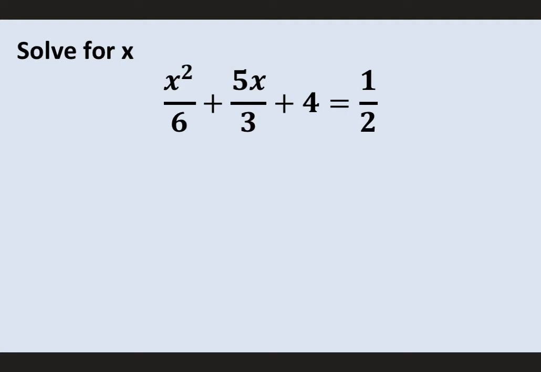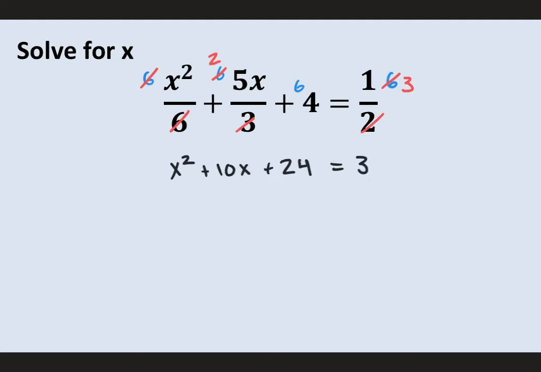So I'll multiply this by 6. I'll distribute it to everything over here. I'll multiply this by 6 as well. We'll go ahead and reduce. The 6's reduce. 6 and 3 leaves us with 2. And 6 and 2 leave us with 3. And now we can just multiply it out. The 6's reduced, that gave us just an x squared. 2 times 5x becomes 10x. 6 times 4 becomes 24. And then the 3 times 1 becomes a 3.